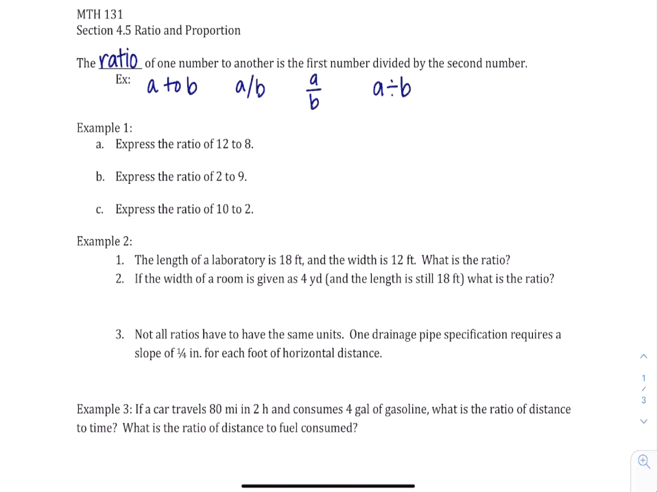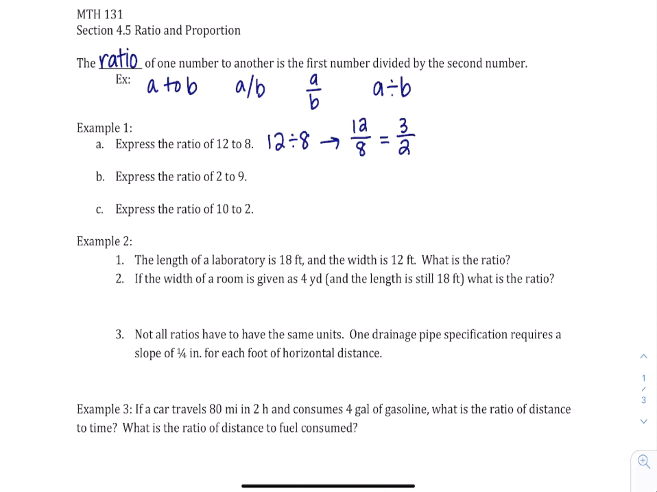We can express ratios by creating fractions. So the ratio 12 to 8, you can think of that as 12 divided by 8, which as a ratio would be 12 over 8. You can simplify these ratios by using your rules for simplifying fractions. In this case, both 12 and 8 are divisible by 4, which means this simplifies to 3 over 2.